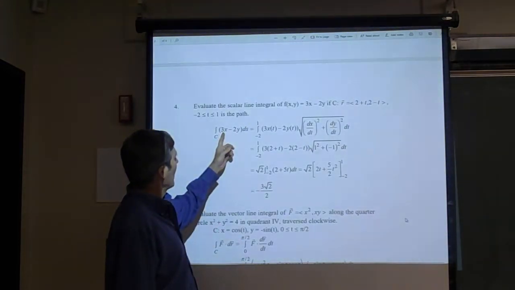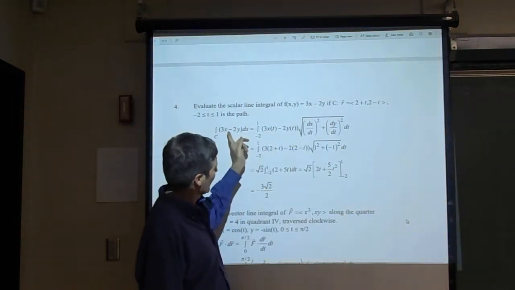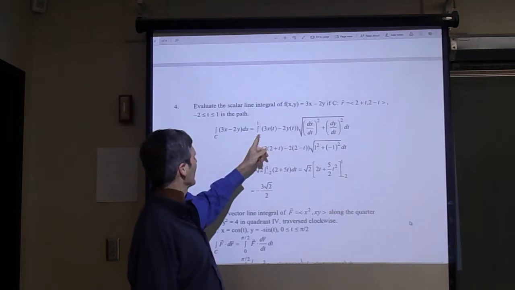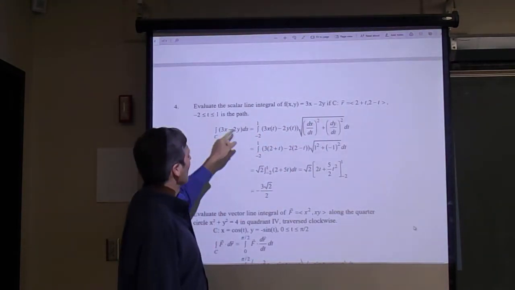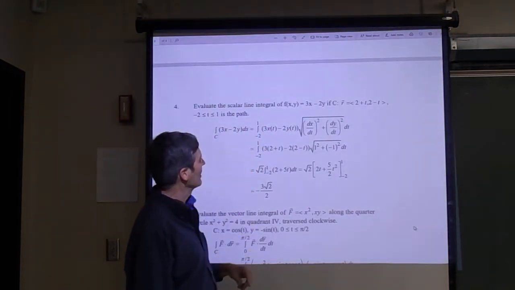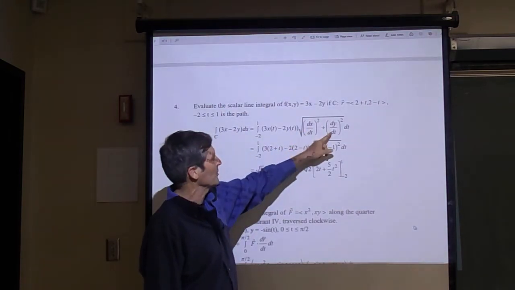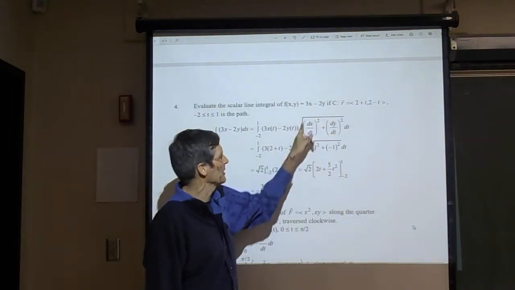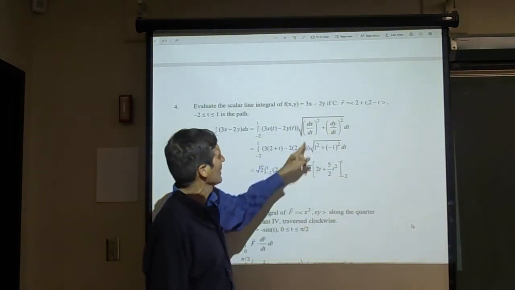So the line integral is the integral of the function ds, where the integral ds can be evaluated as an integral over t running from minus 2 to 1. The function x and y written as functions of t, and then ds gets replaced with the square root of (dx/dt) squared plus (dy/dt) squared, dt. So you have to memorize that for the test. On a scalar line integral, you have to replace ds with all this.